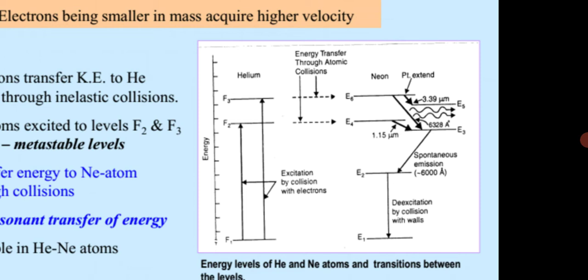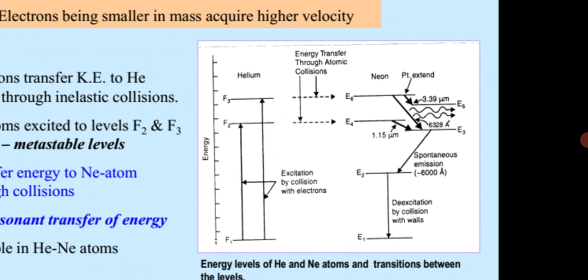If they are transmitted to the E3 level, they give out 3.39 micrometer wavelength at the output, and if they are coming out from this stage to the lower stage, they give 6328 angstrom unit. But if they are transferred from the E4 level to the E3 level, they give out 1.15 micrometer wavelength. From that E3 level, there is a spontaneous emission of 6000 angstrom unit to the E2 level, which is responsible for stimulated emission.